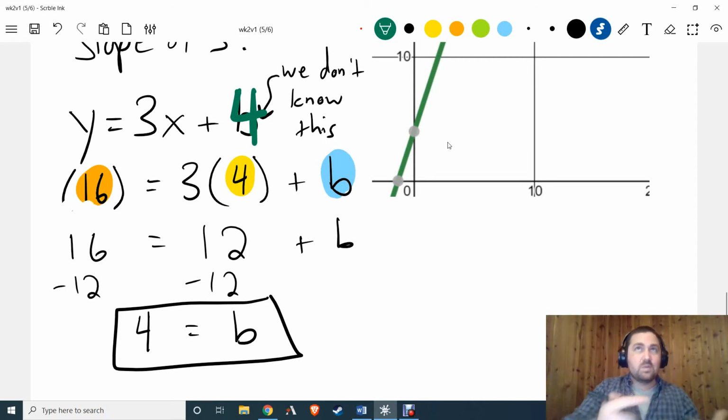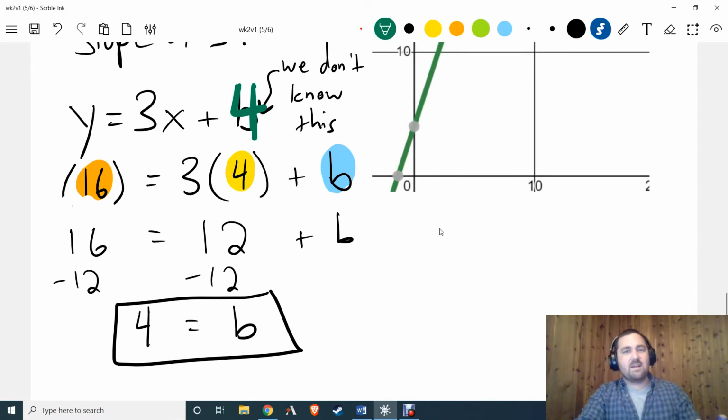We were able to use the graph, use points, all that kind of stuff, and learn how to move back and forth. Hopefully that feels cool.